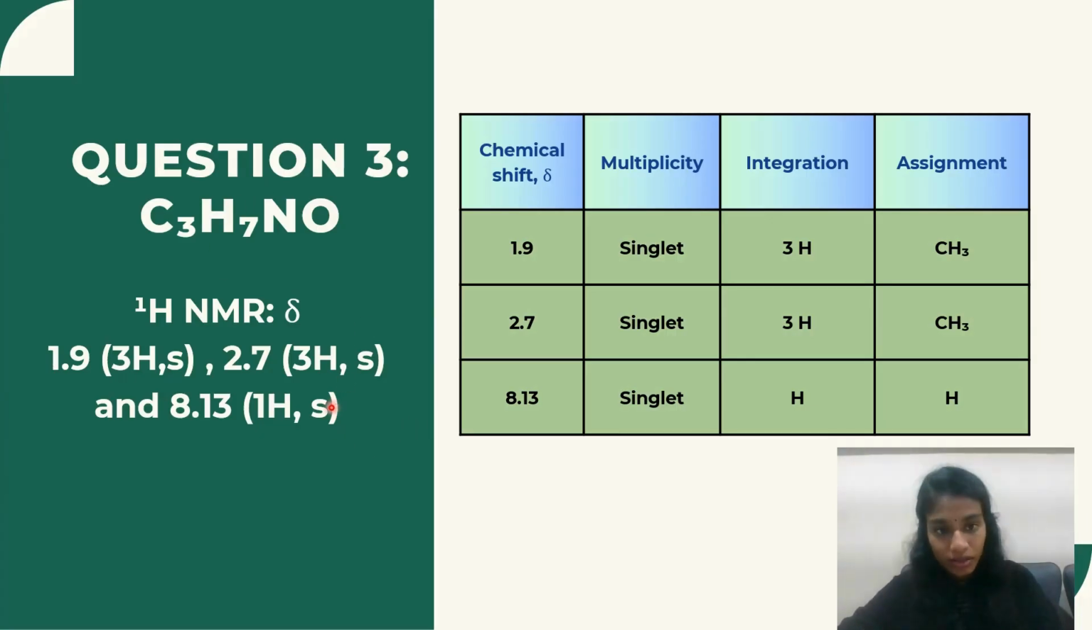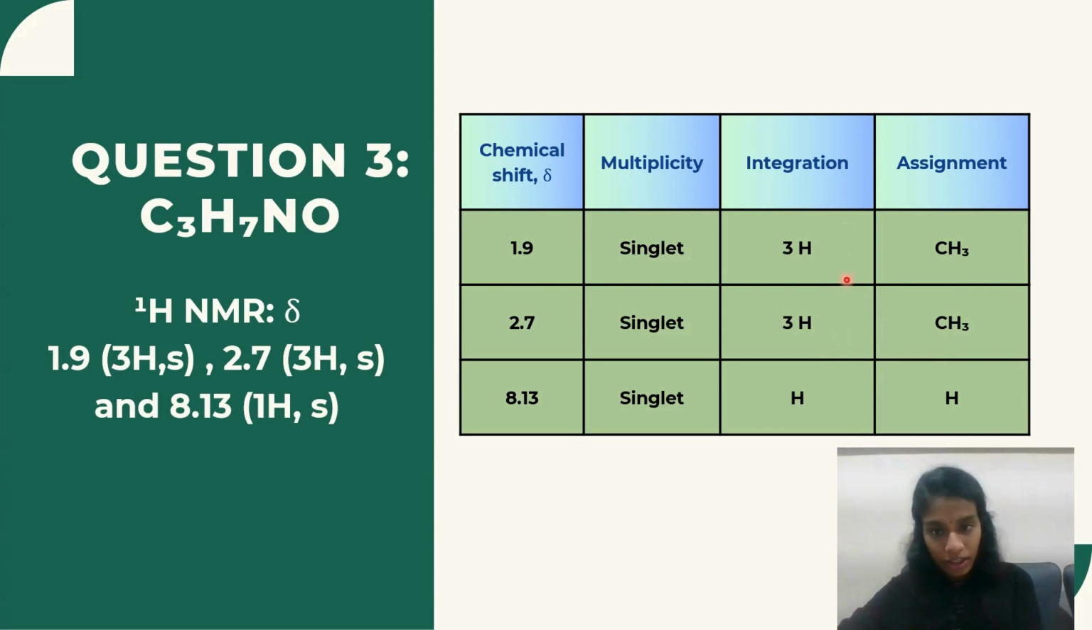So now let's see the HNMR data for question 3. They already gave us the chemical shift values, multiplicity, which is also known as the splitting pattern, and integration. Now our work is to find the assignment, because we need to arrange the unknown molecular structure. All three values are given as singlets, which means we cannot use n plus 1, because n equals 0 due to there being no neighboring hydrogens. So we have to use the integration values to find the assignment.